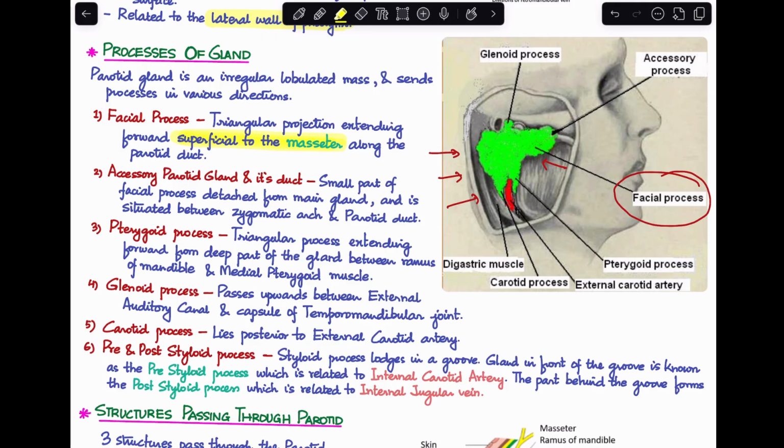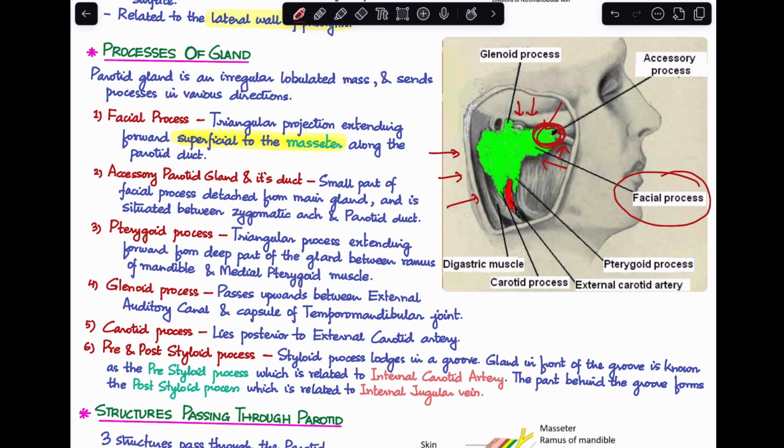Along with that, there is an accessory process which is also known as the accessory parotid gland. The accessory parotid gland is a small part of this facial process which gets detached from the main gland, and hence it comes to be known as the accessory parotid gland. It is located between the zygomatic arch and the parotid duct. You can see this is the zygomatic arch over here and this is the parotid duct. So this area right over here is the accessory parotid gland.